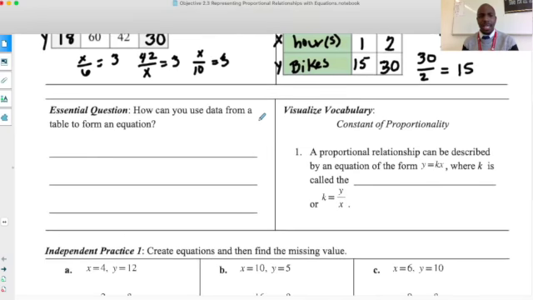How can we use data from a table to form an equation? So right now we have tables, but we want to say, okay, how can I turn the data from a table into an equation? And that has a lot to do with the vocabulary we're looking at here.